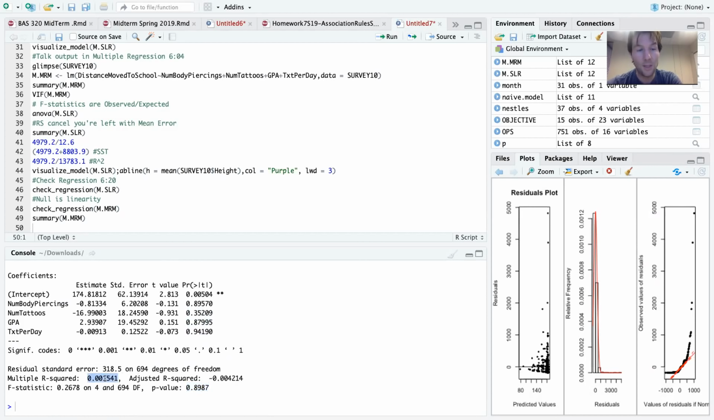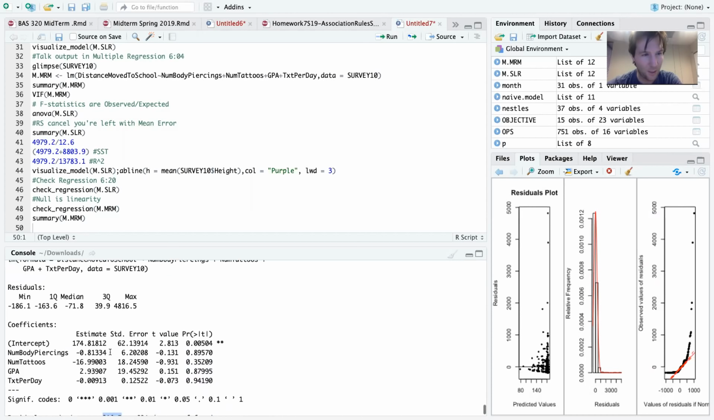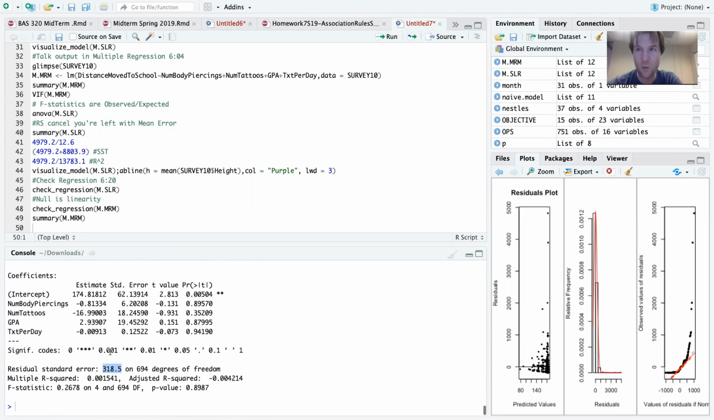And you see here that the R squared is just horrible. And then the adjusted R squared is more horrible, and it really accounts for it. The typical miss we make is 318. What are we predicting again? We are predicting distance moved from school. So it's ridiculous. When I predict how far somebody moved to come to UT, I'm generally going to be off by about 320 miles.